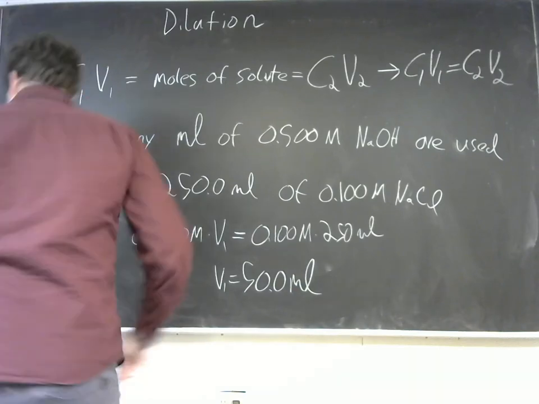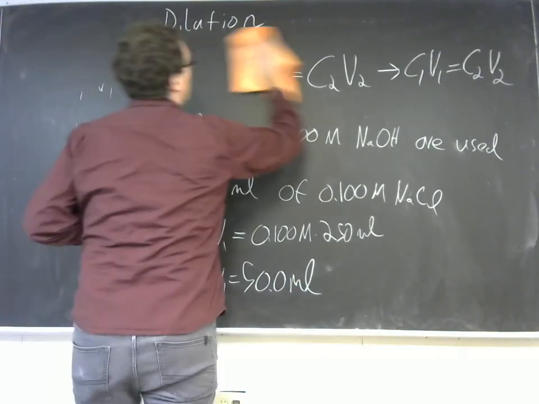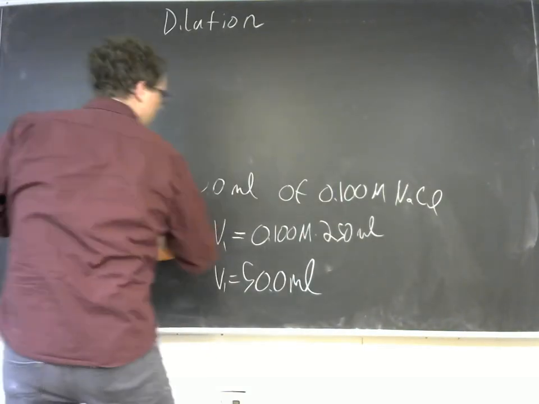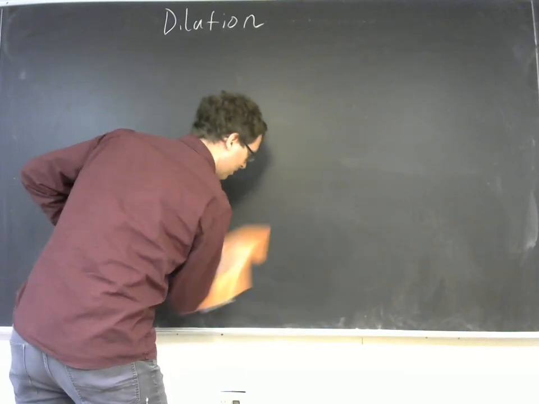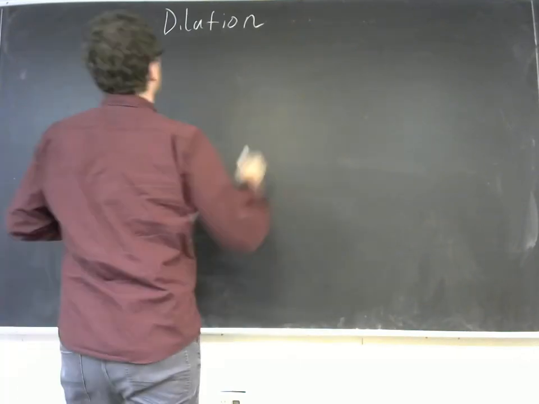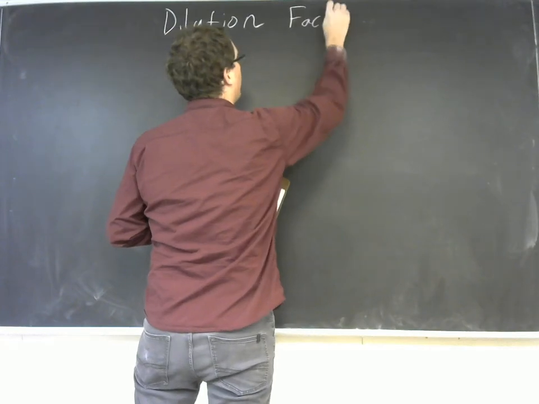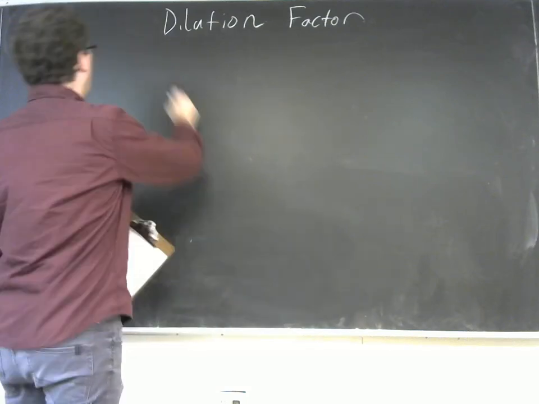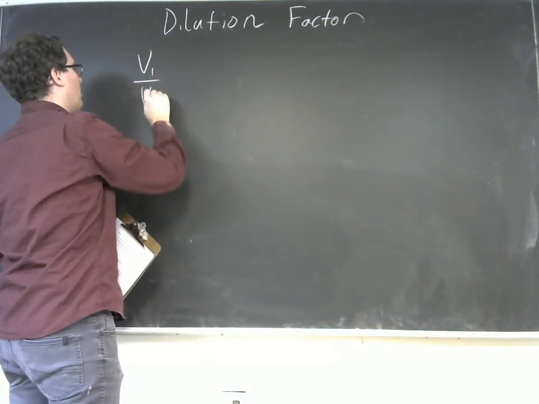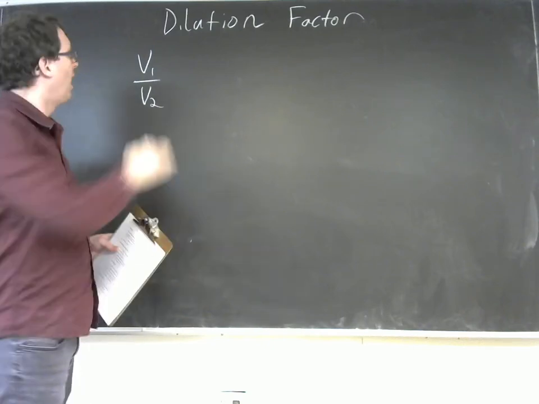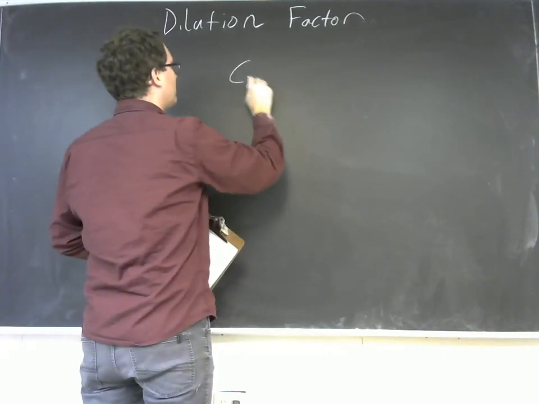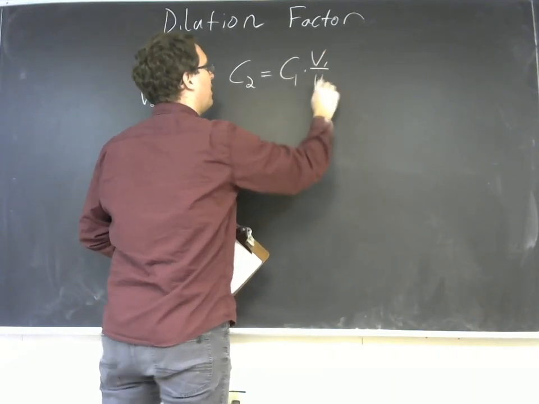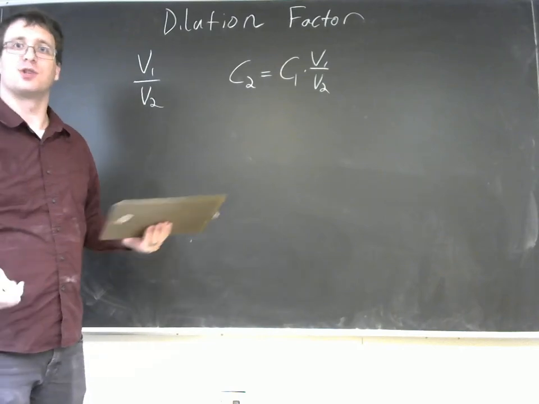Now sometimes we'll simplify a dilution problem by just talking about the dilution factor. And the dilution factor is V1 over V2. So what this means is that C2 is going to equal C1 times the dilution factor, which is just a rearrangement of the dilution equation.